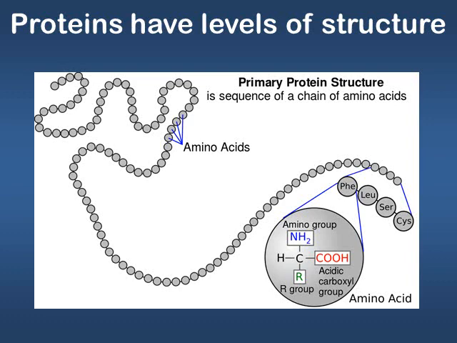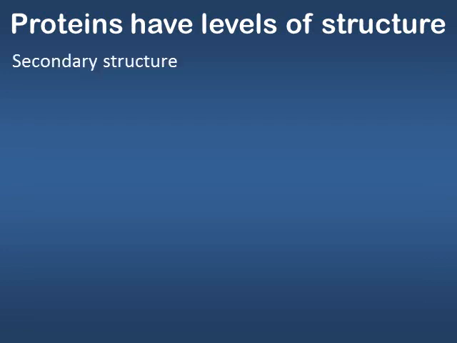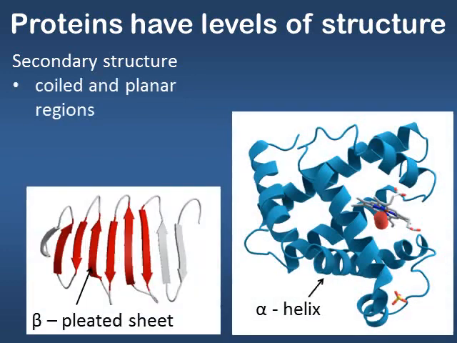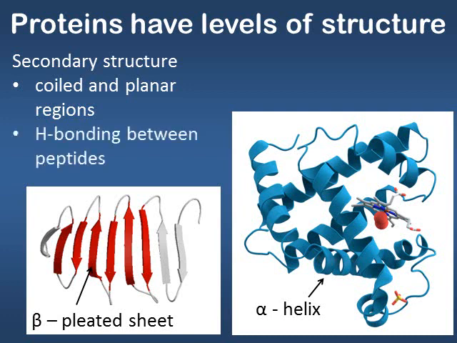The primary structure, the first level, is just simply the sequence of amino acids in the chain. So as you can see here, just one amino acid after another in a certain sequence is the primary structure. The secondary structure of proteins arises when these chains of amino acids start to coil or form these flat sheets. As you can see here, the coiled regions are referred to as alpha helices, and the flat regions are called beta-pleated sheets. And this occurs when these peptide sequences start to interact with each other through hydrogen bonding, and that's what causes this coiling up or flattening out.